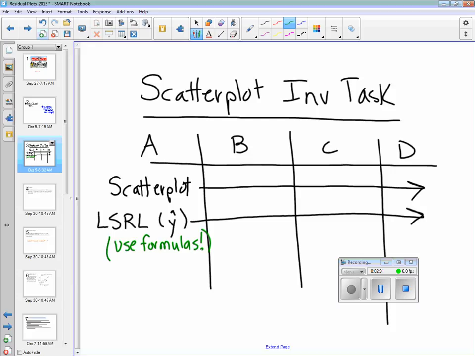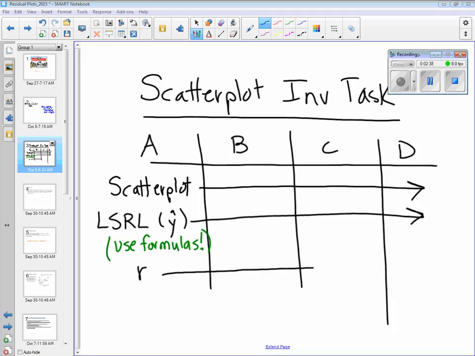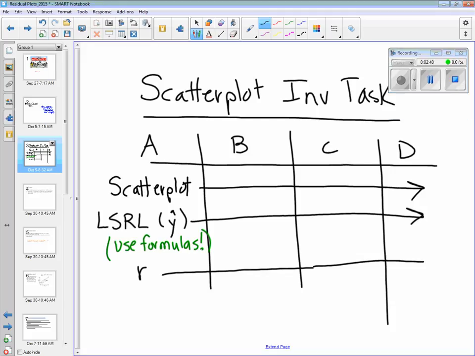Nothing new. You're also actually going to state the correlation for each. Okay? So you're going to tell me what the correlation is for each of these. And that can be found using the calculator. Okay, that's okay. You don't have to use a formula for that. But go ahead and tell me what the correlation is. You should find that the correlation is about the same for each of them. Okay, it should be pretty high for all of them.